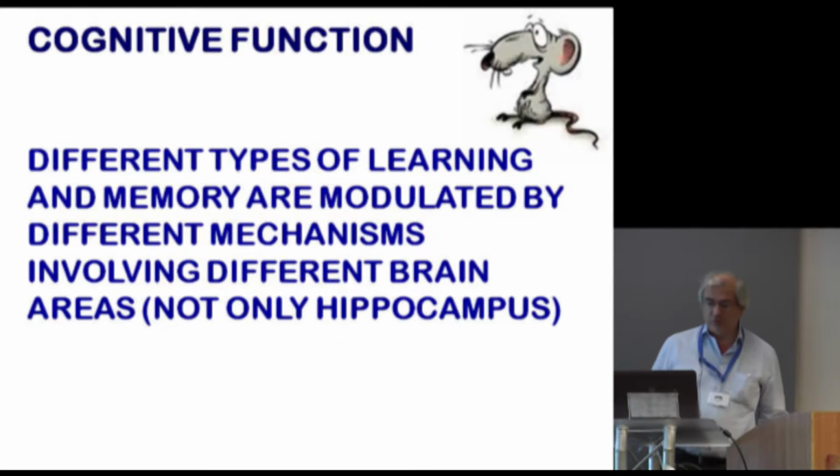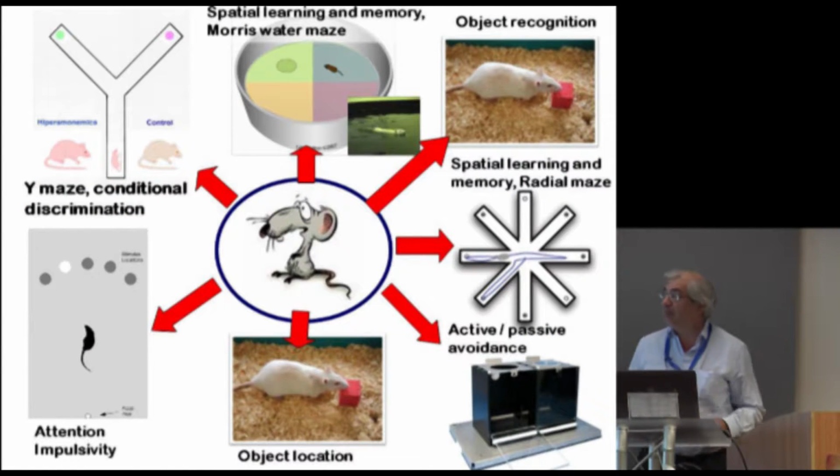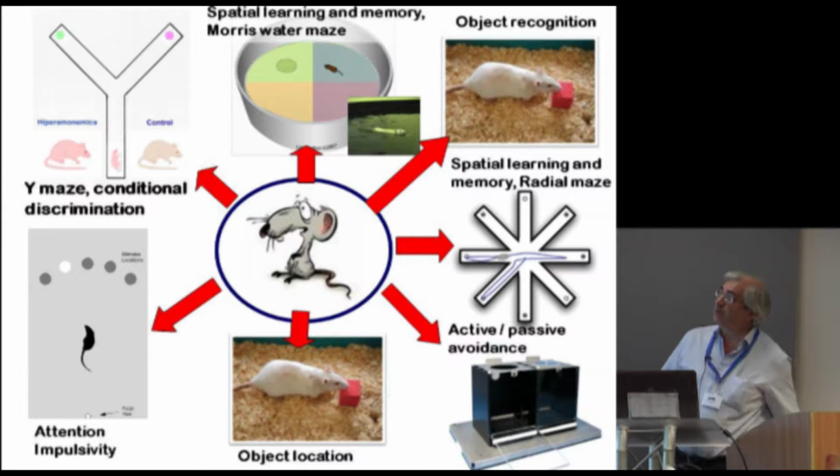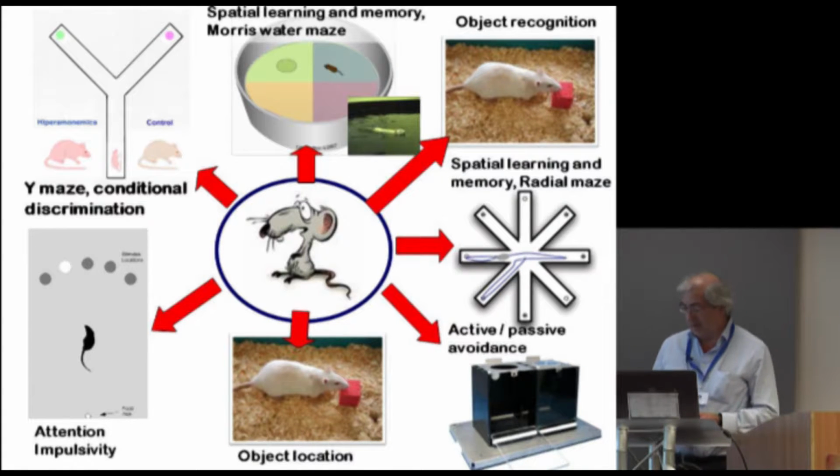With these models, we study different types of learning and memory, which are modulated by different mechanisms involving different brain areas. These are some of the tests that we perform: the Y maze, Morris water maze, radial maze, and today we will focus mainly on the Y maze.